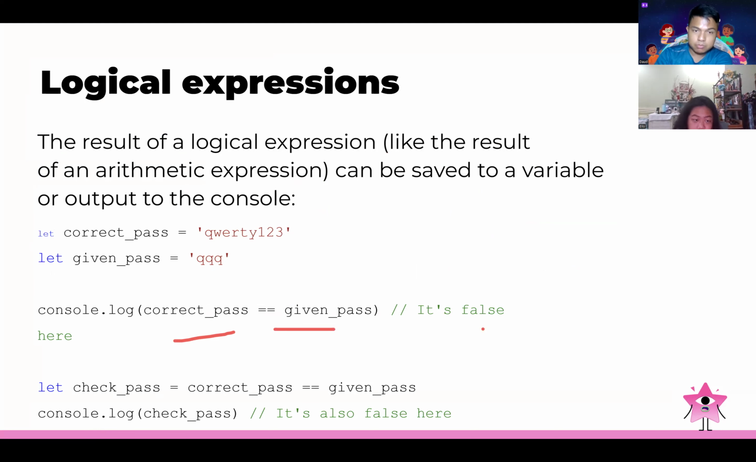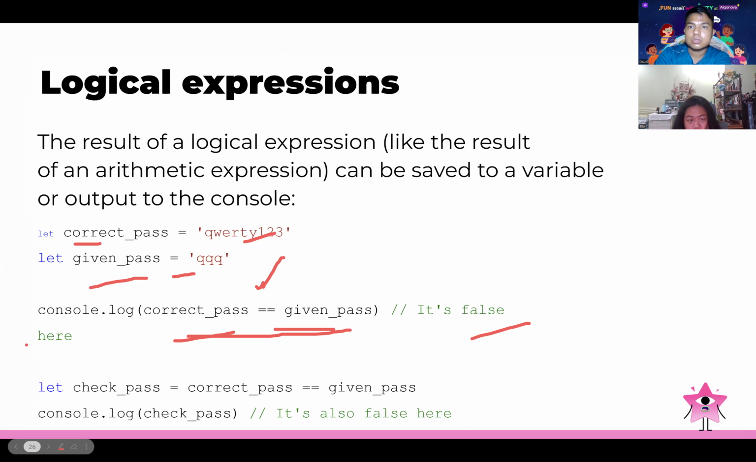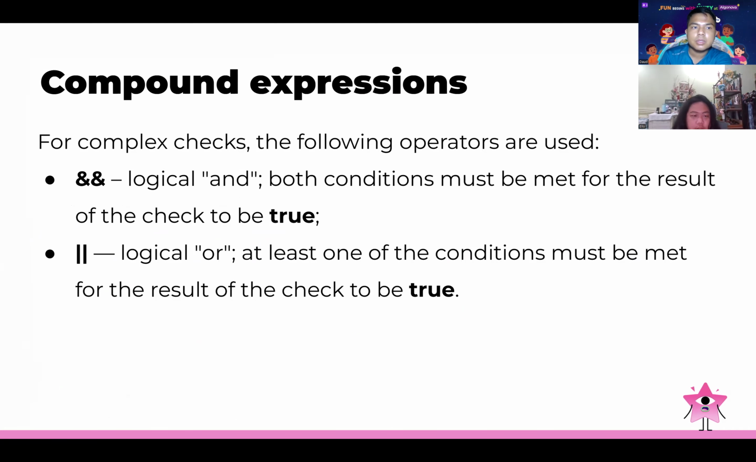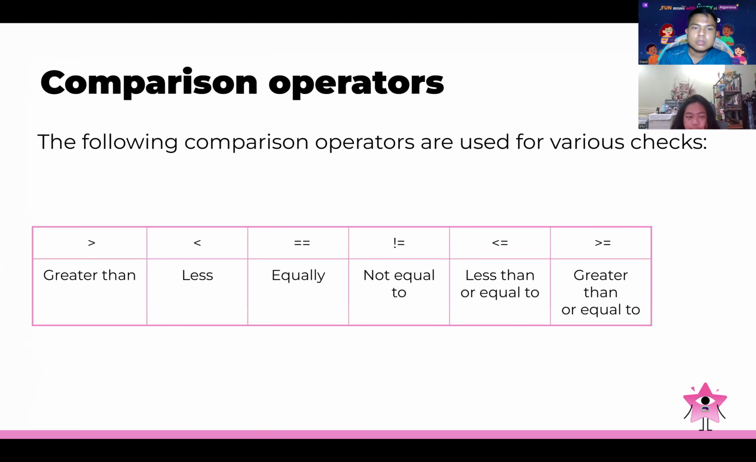In this one, you already know the correct pass is QWERTY123 and the given pass is triple Q. If you check whether they are equal, and it's not equal, it will give you false. Now, it's similar to Python for the comparison operators, nothing much different. I think it's the same thing.